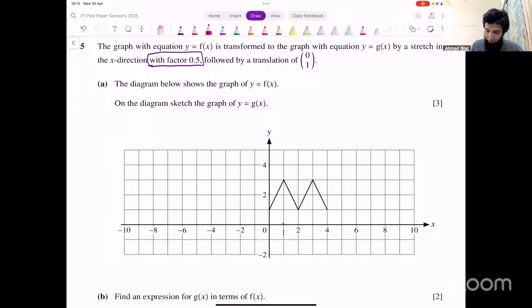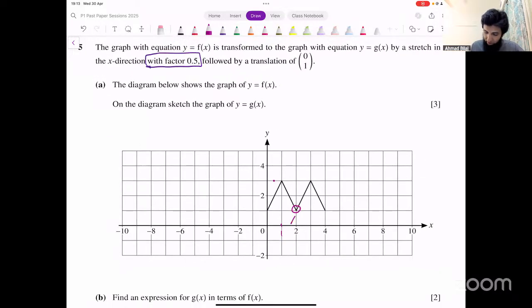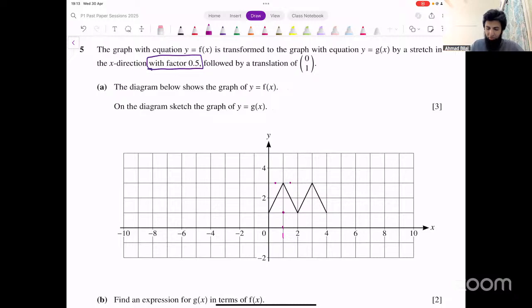This is 1. This point here is going to go to 0.5, so that point will come here. This point here has an x coordinate of 2. 2 times 0.5 becomes 1, so that point will come here. Similarly, the next one is at 3, it will come to 1.5, and this is at 4, it will come to 2. So after that horizontal stretch, which is actually a compression because the scale factor is less than 1, you already have a figure that looks like this. This is the result after the stretch.